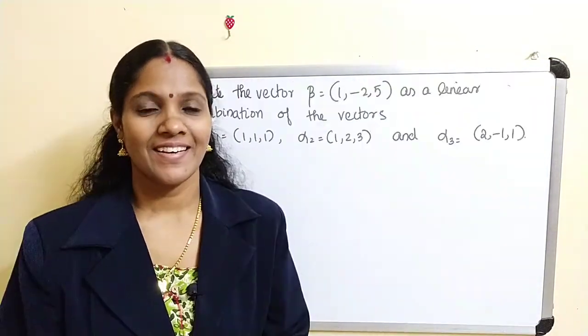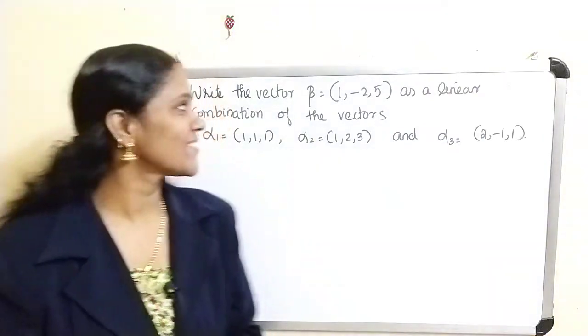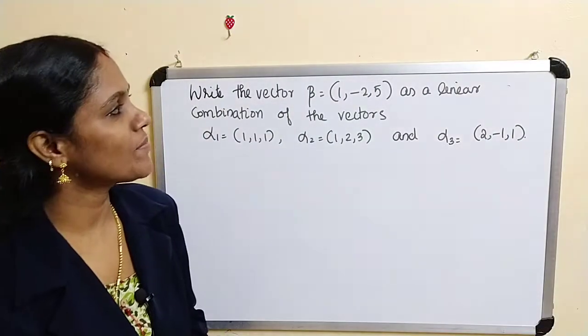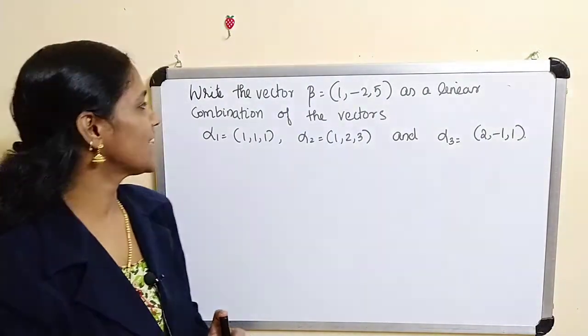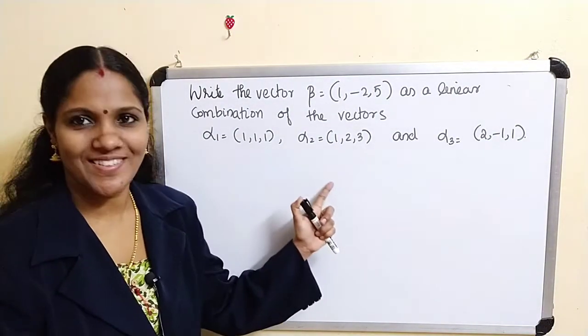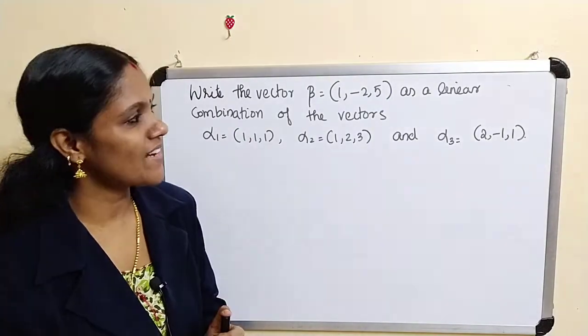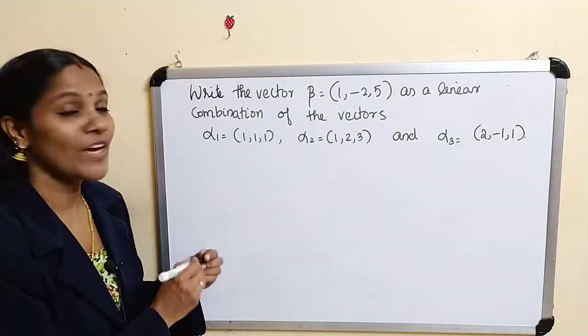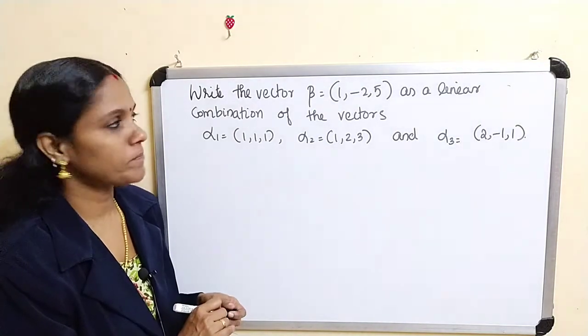Now the next problem is: write the vector beta equal to (1, minus 2, 5) as a linear combination of the vectors alpha 1, alpha 2 and alpha 3. So we have to write beta.